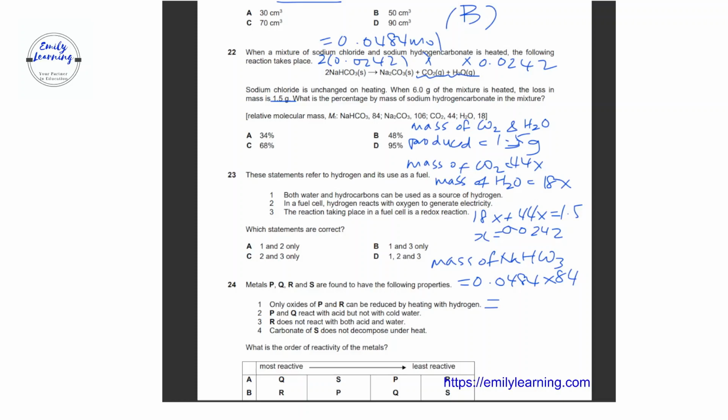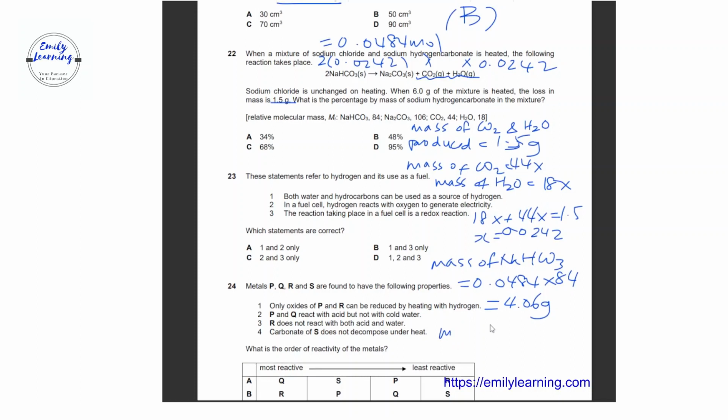Which is 4.06 grams. Okay, and I know that the total mass of sodium chloride and sodium hydrogen carbonate is 6 grams. So from here, what did they ask? Okay, what is the percentage mass of sodium hydrogen carbonate? So I don't need to find the mass of sodium chloride.